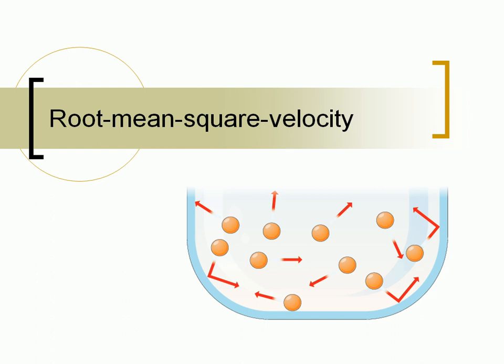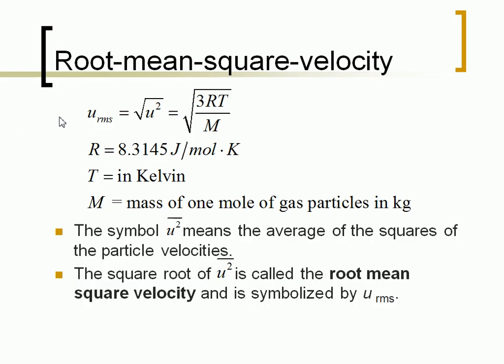There is an equation that relates this. U_rms means root mean square velocity. In statistics, this is how they calculate a root mean square. If you're wondering what that means, in statistics it is something they use to calculate a different type of average, I guess you can say.